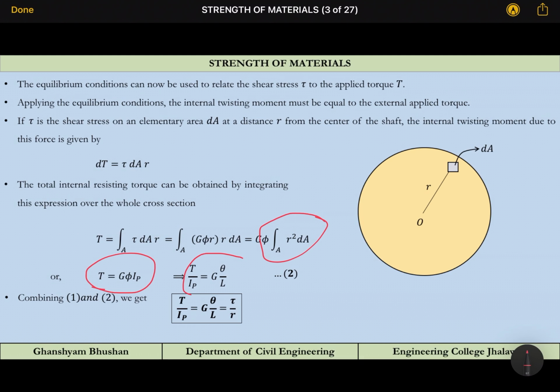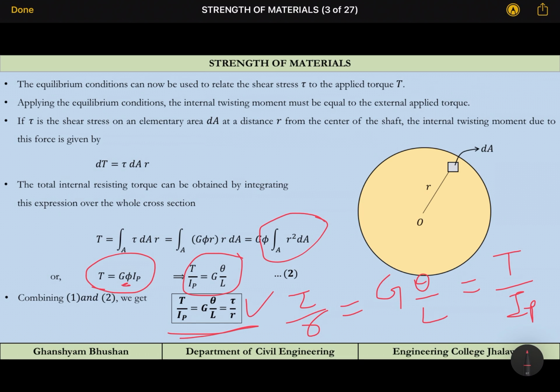So from here we have an interesting result, that is T by Ip. Phi was theta by L, so we have replaced phi by theta by L. So T by Ip is equal to G theta by L. Finally, relating both the equations, the previous equation was tau by r is G theta by L, and now this G theta by L is equal to T by Ip, or J, whatever you want to say. You can see it is quite similar to the bending equation.